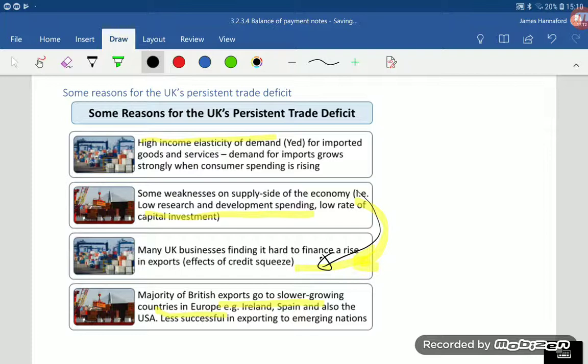Finally, it should be pointed out that many British exports go to slower growing countries. So if those countries are stagnating or not growing particularly quickly, well, it's unsurprising that we're not going to be exporting a whole lot of goods to them.